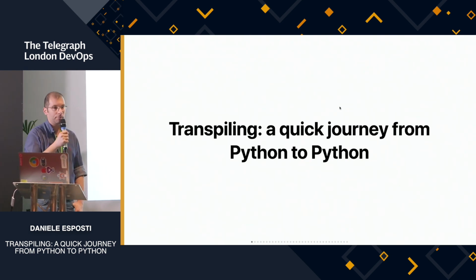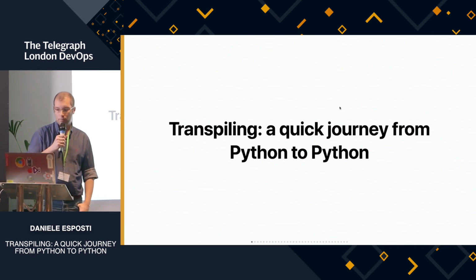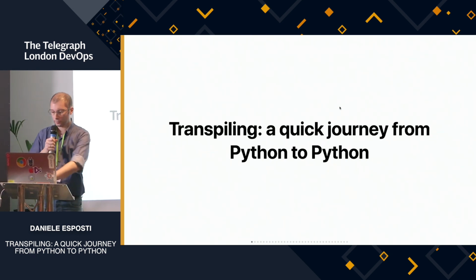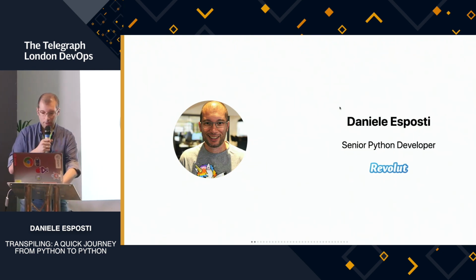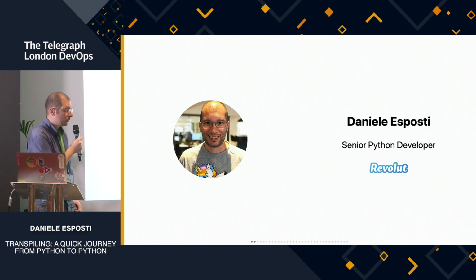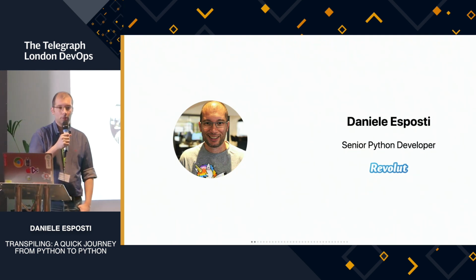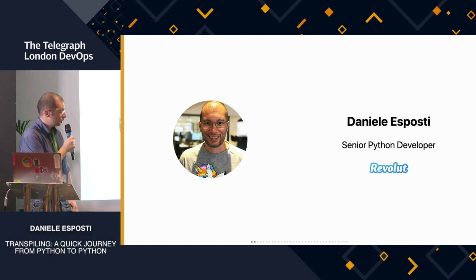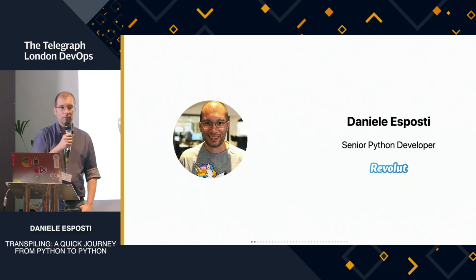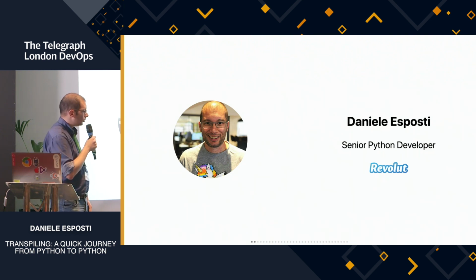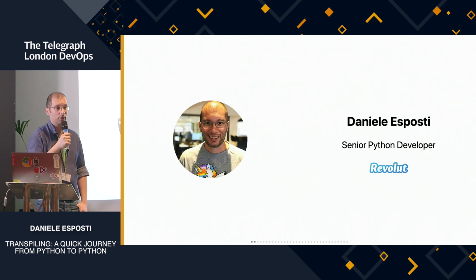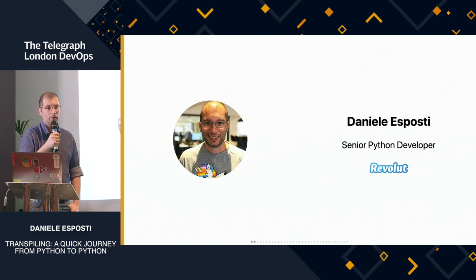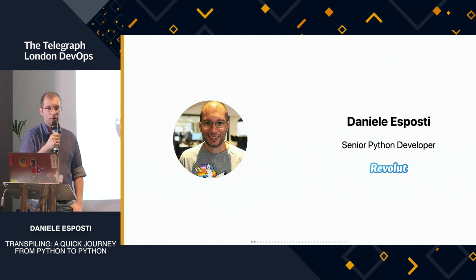Today I will talk about a kind of journey in transpiling from Python to Python. But before, I want to just present myself. I'm Daniele Esposti. I'm a senior Python developer at Revolut. Previously, I was working at Badoo as a team lead. My current job at Revolut is more than just a senior developer, I'm also building from scratch an infrastructure for reporting for the company to different entities, banks and financial institutions in different countries.